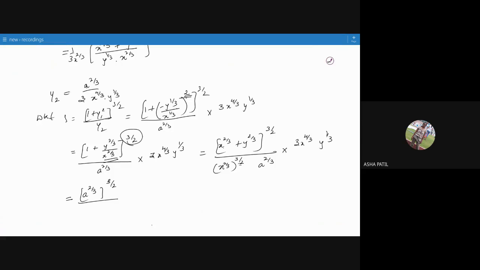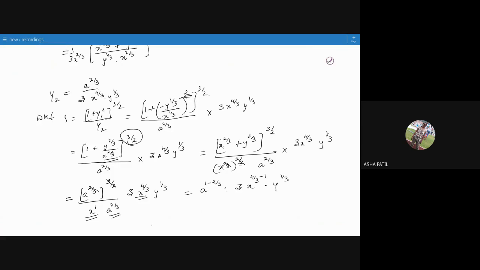Denominator 2 by 3 and 3 by 2 cancels, it is x raised to 1, we have a raised to 2 by 3, 3 times x raised to 4 by 3, y raised to 1 by 3. So again, 2 by 3 and 3 by 2 gets cancelled here, a raised to 1. Denominator we have a raised to 2 by 3. So let us subtract the power 1 minus 2 by 3. Then 3 into x raised to 4 by 3 in the numerator. Denominator we have x raised to 1. Again let us subtract the powers, and y raised to 1 by 3 will keep as it is.